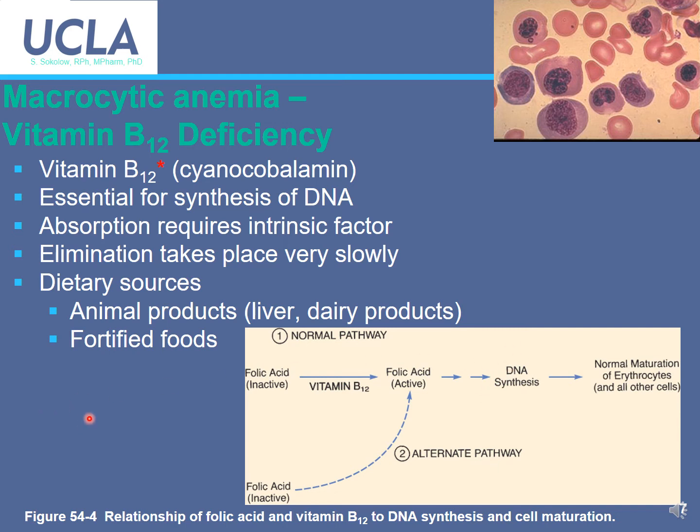In order to be absorbed, vitamin B12 requires the intrinsic factor, and so some people are deficient for the intrinsic factor, and therefore they cannot absorb vitamin B12. The elimination of vitamin B12 takes place very slowly, and it can be found in different foods, particularly in animal products such as liver and dairy products, and also some foods are fortified with vitamin B12.